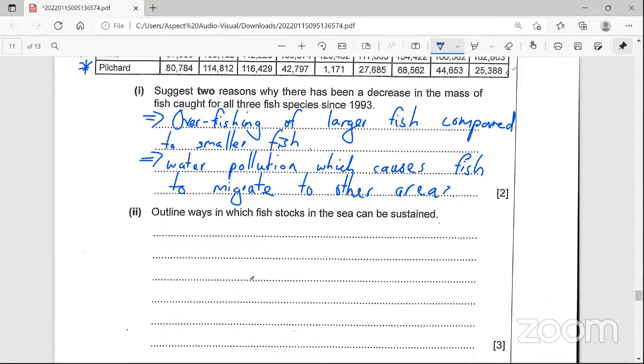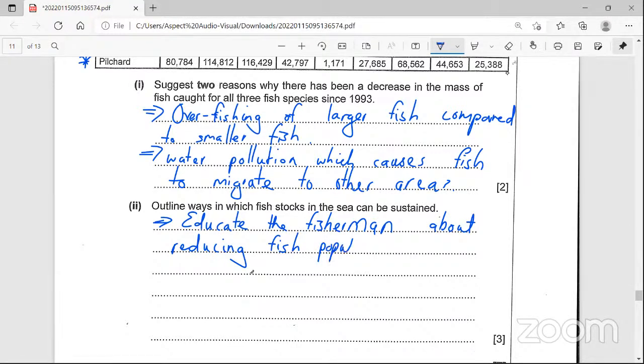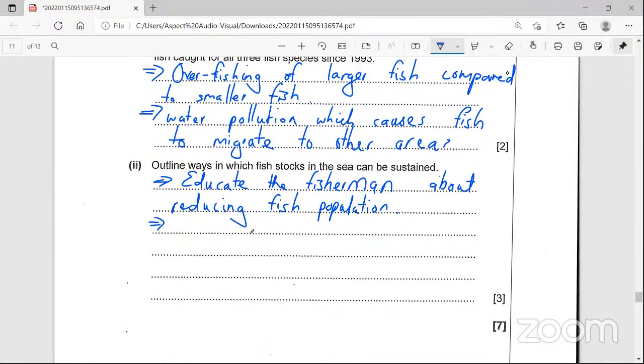Now, part 2 asks you to outline ways in which fish stocks in the sea can be sustained. How can we sustain this fish? Educate the public. Educate the fishermen. Yes, excellent. Educate the fishermen about reducing fish numbers, or reducing fish population. Yes, the laws, right? So she said, introduce fish quotas.